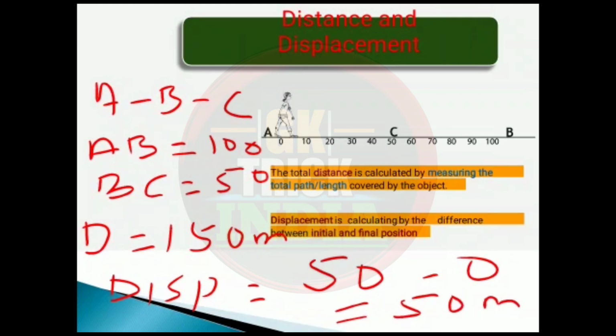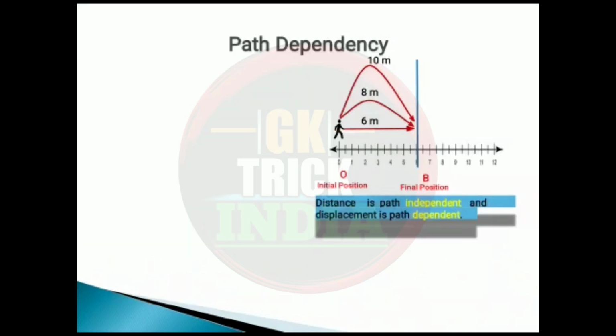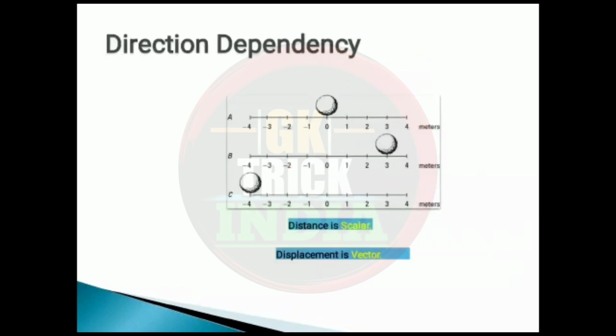As we have seen in this problem, the displacement is path dependent. It depends on the path the object is moving, and it also depends on the direction in which the object is moving. So we can conclude that displacement is a path dependent quantity, while distance is independent of path. It only depends on the total distance which an object has covered. And displacement is a direction dependent quantity, while distance is not a direction dependent quantity.